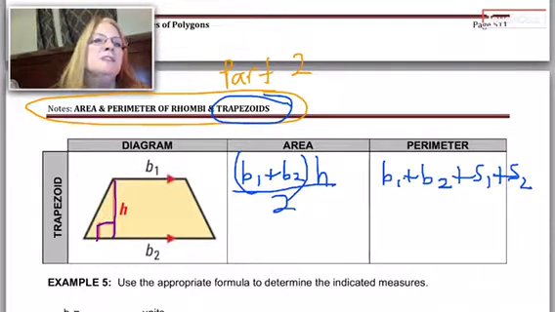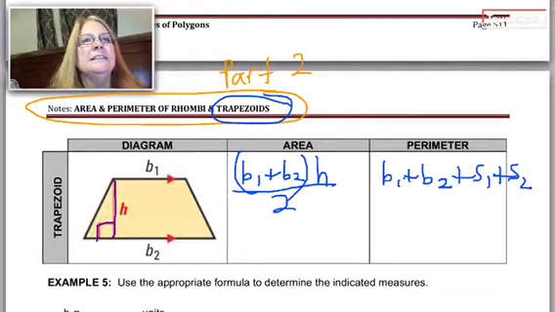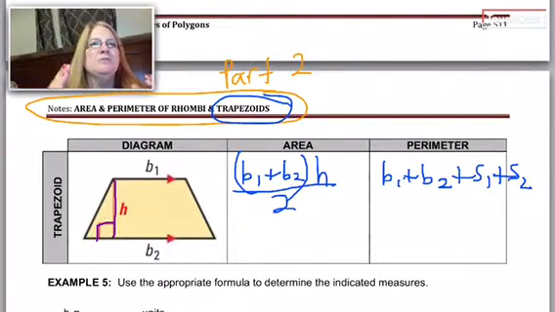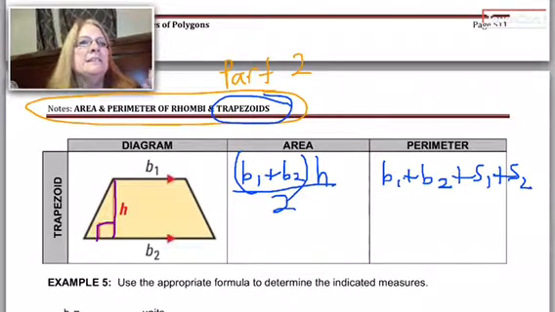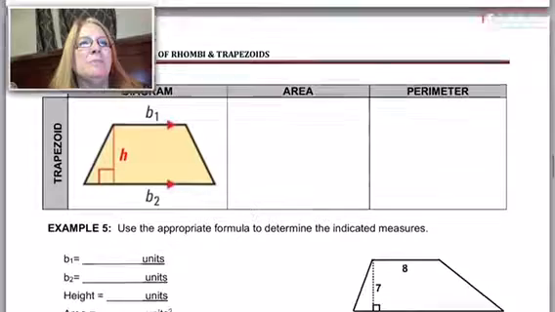And so usually we see it drawn right there, but what you want to keep in mind is that sometimes they can be drawn in a different orientation, and so we'll certainly see an example of that. But it has to be perpendicular to one of the bases, okay? So let's go ahead and scroll down to our first example.